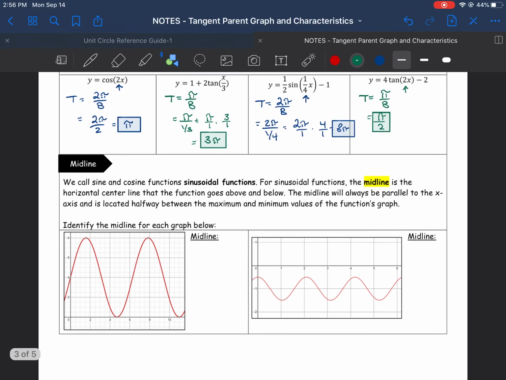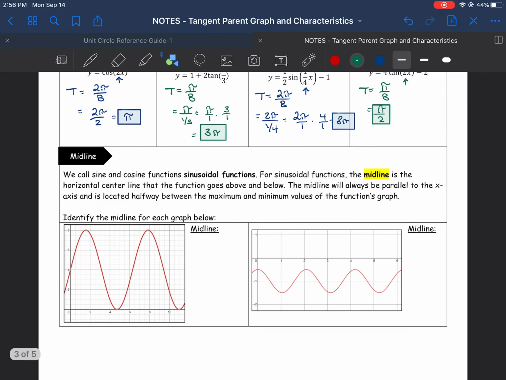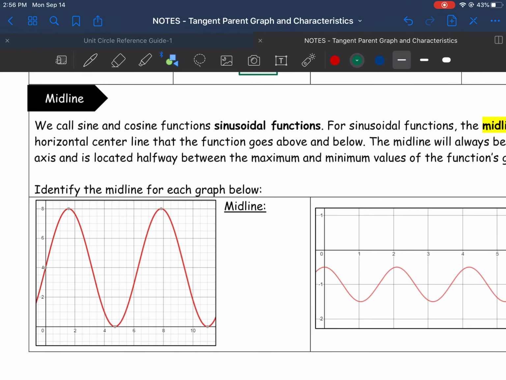Now we want to talk about something called the midline. For sine and cosine functions, we call them sinusoidal functions. For sinusoidal functions, the midline is the horizontal center line that the function goes above and below. The midline will always be parallel to the x-axis and is located exactly halfway between the maximum and minimum values of the function's graph. So let's look here at our first example.